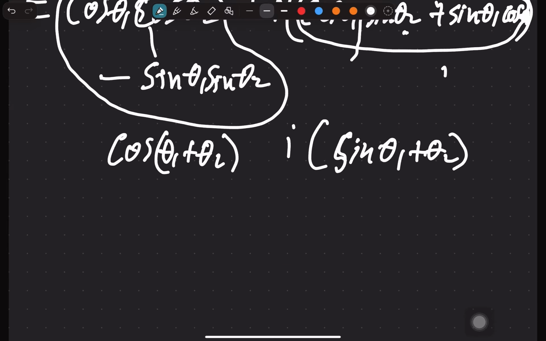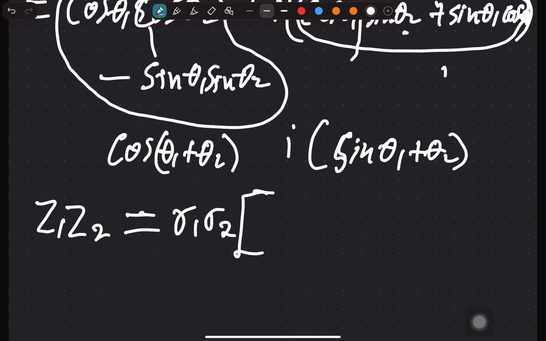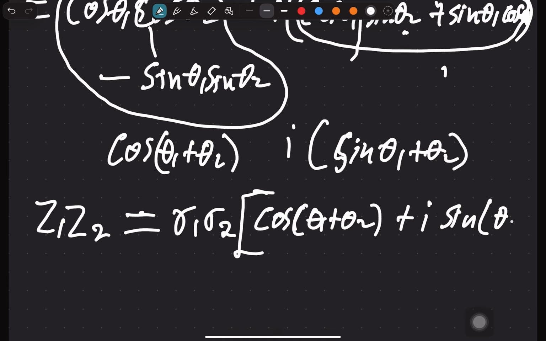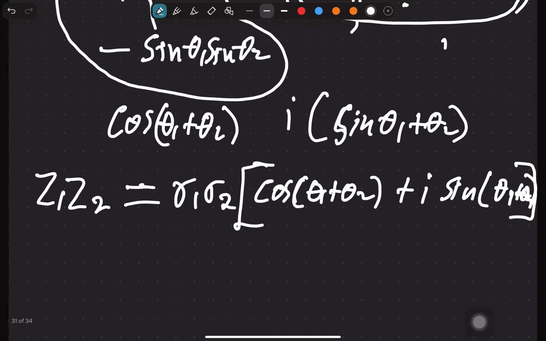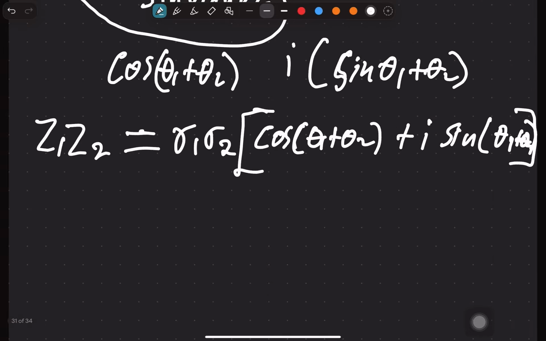So in short, when we are multiplying two complex numbers in the polar form, their moduli multiply, R1 R2, then we have the real part giving us cos of the sum of their arguments, theta 1 plus theta 2, then plus I multiplying sine of the sum, theta 1 plus theta 2. So this is how we multiply two complex numbers in the polar form.